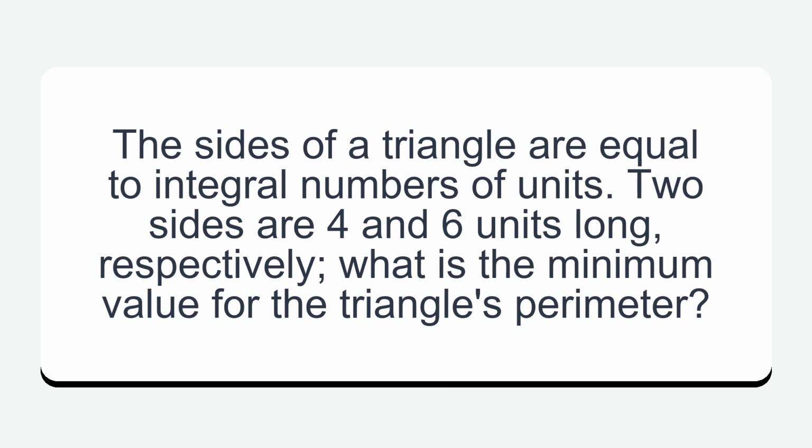The sides of a triangle are equal to integral numbers of units. Two sides are 4 and 6 units long, respectively. What is the minimum value for the triangle's perimeter?